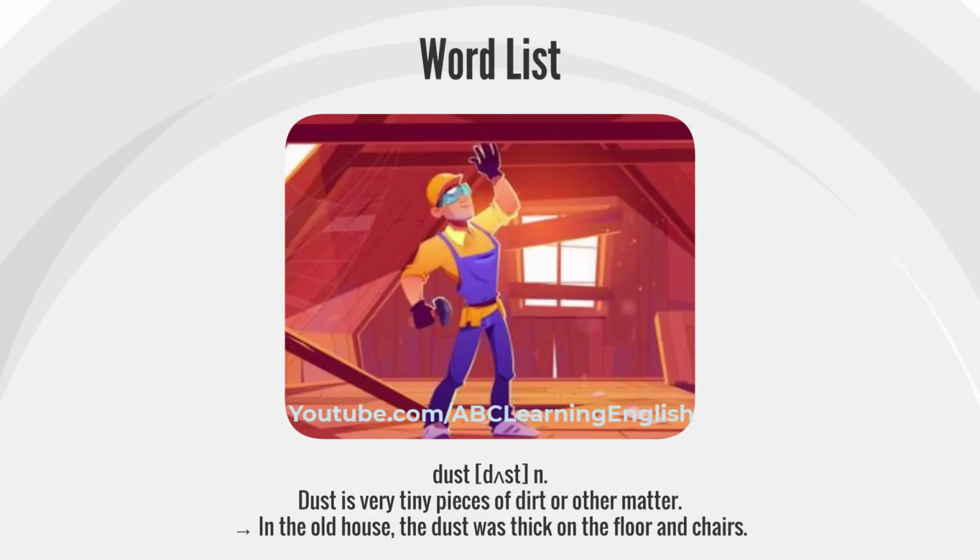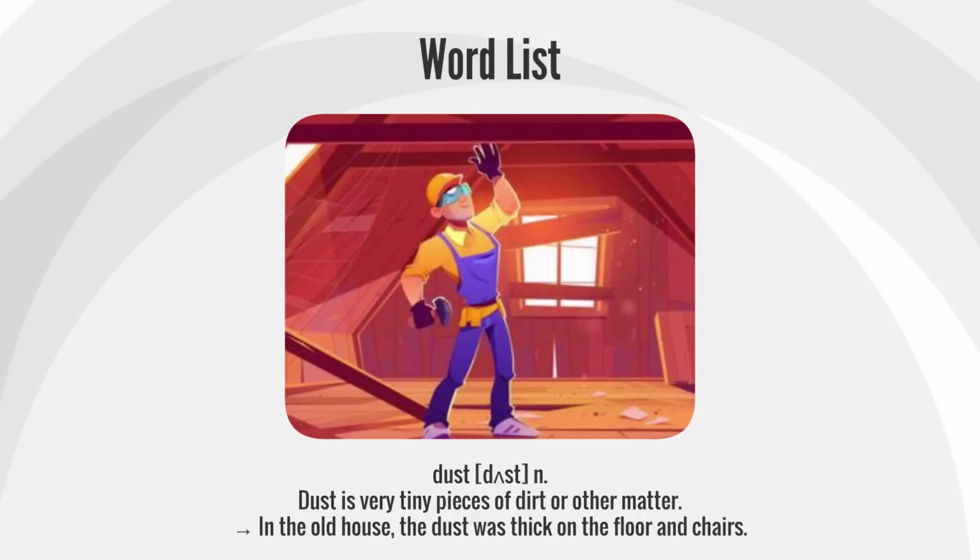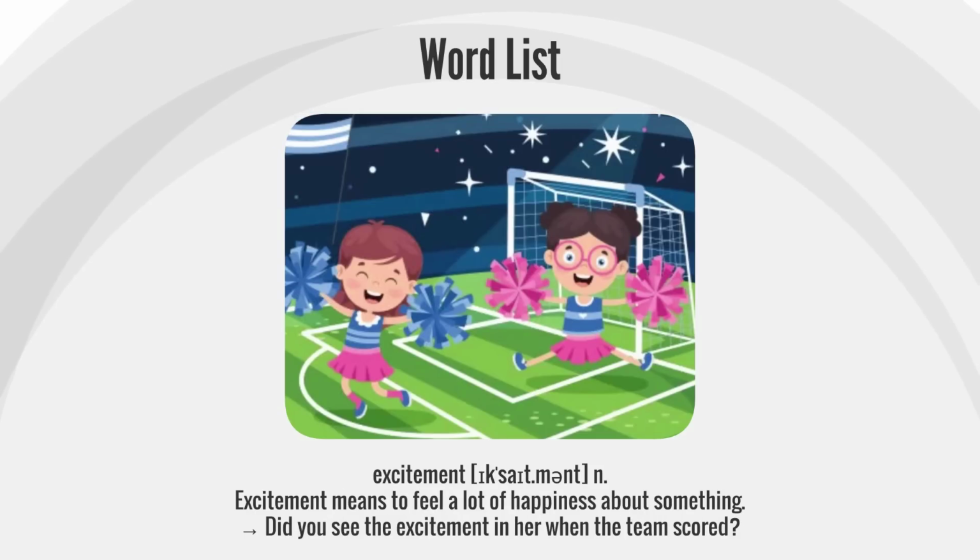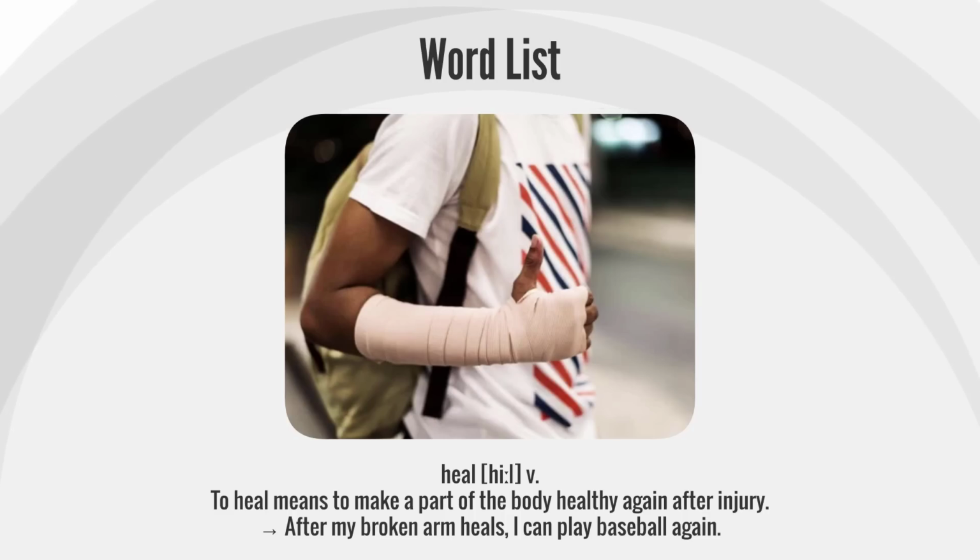Dust. Dust is very tiny pieces of dirt or other matter. In the old house, the dust was thick on the floor and chairs. Excitement. Excitement means to feel a lot of happiness about something. Did you see the excitement in her when the team scored? Heal. To heal means to make a part of the body healthy again after injury. After my broken arm heals, I can play baseball again.